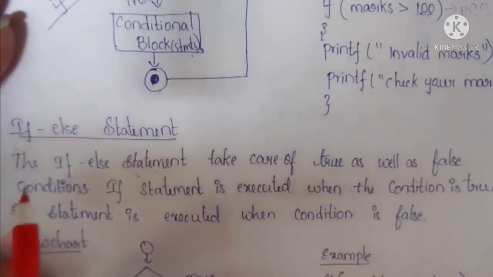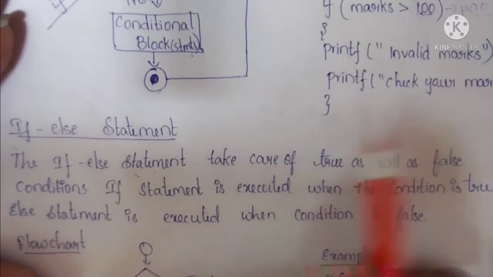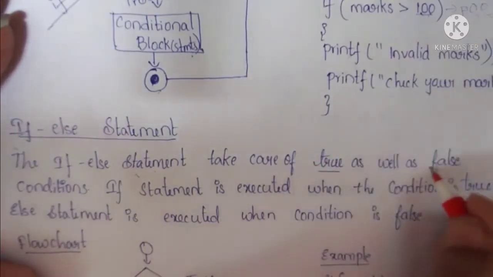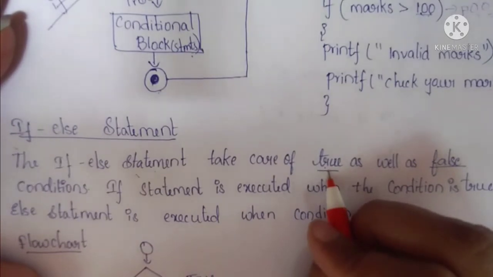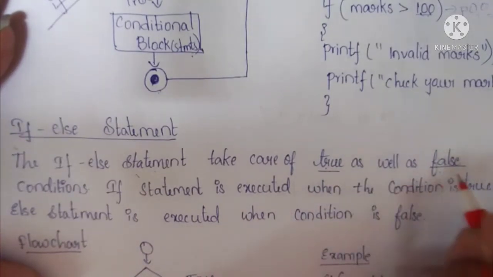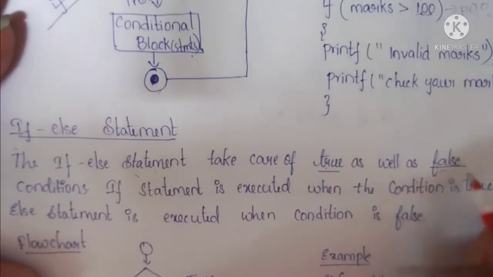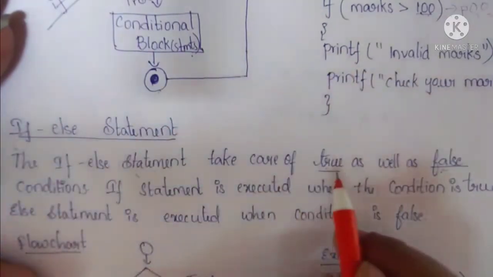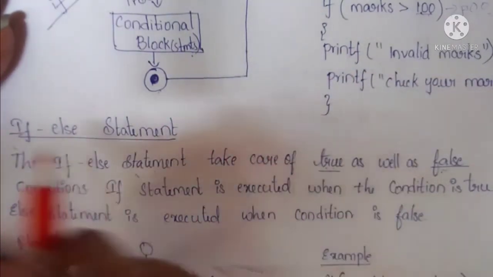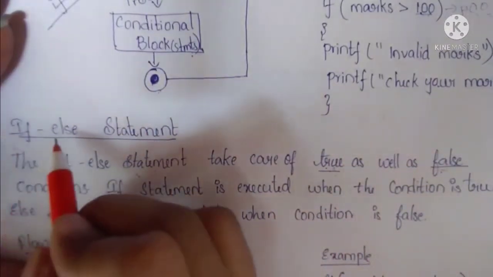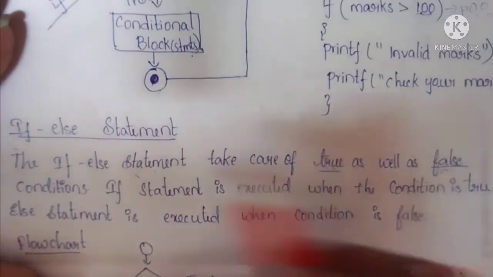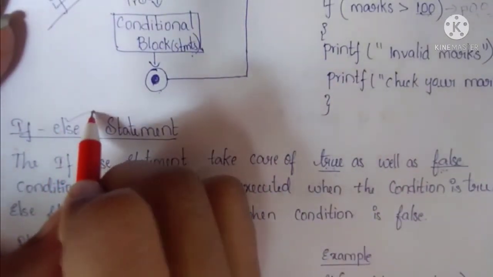In this if else statement, it will take care of true as well as false. For a true condition it will execute one statement. For a false condition it will execute another statement. That is, in the if block, if the condition is true, it will execute one statement. If the condition is false, it will execute the else statement.